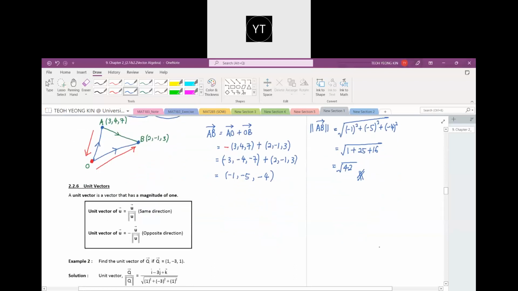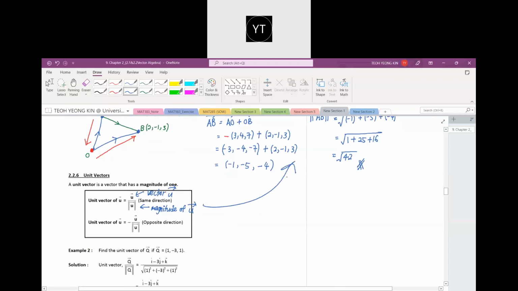Unit vector. So how are we going to find the unit vector? The unit vector of U is the vector U divided by the magnitude of vector U. Macam mana nak cari magnitude? Macam atas tadi. Inilah cara kita cari magnitude.